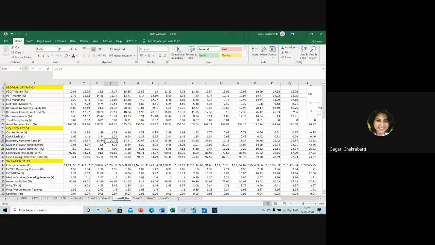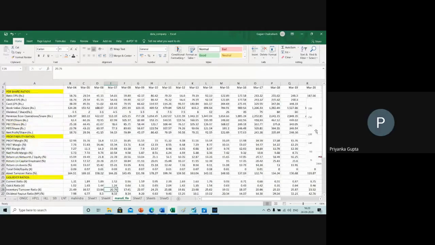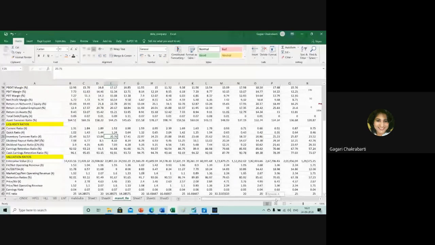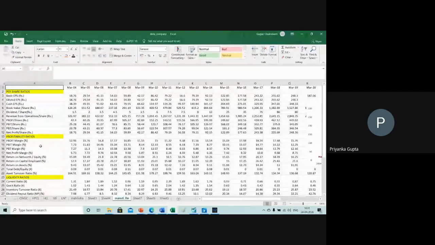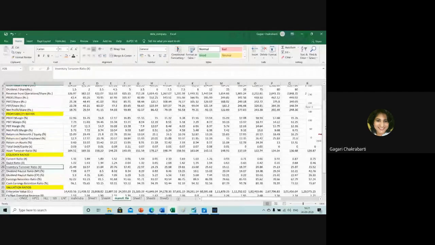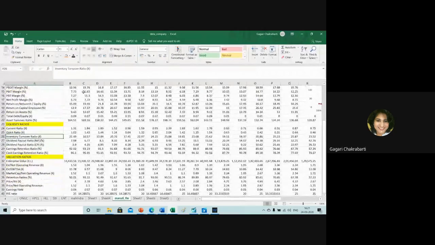Who is going to tell? It's already 4:20. Any efficiency indicator? Am I audible? Inventory turnover. Okay, let's see whether that is here or not. Yes, ma'am, it's there. Inventory turnover, yes, it's there. Okay, so I'm taking inventory turnover then.